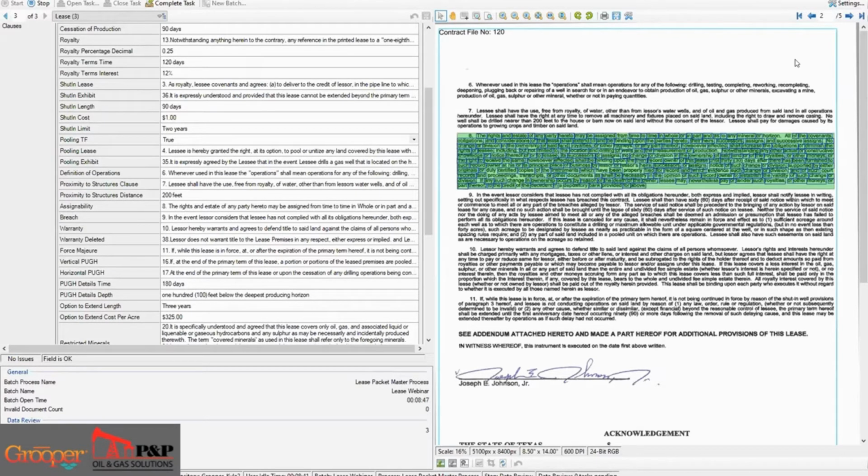But if you're looking at entering 100 leases into the system and you just have one person doing that work, it might take them a couple weeks. And if Grooper can do that in a couple days, even if you add a whole day improving your model, you're still doing it in half the time.